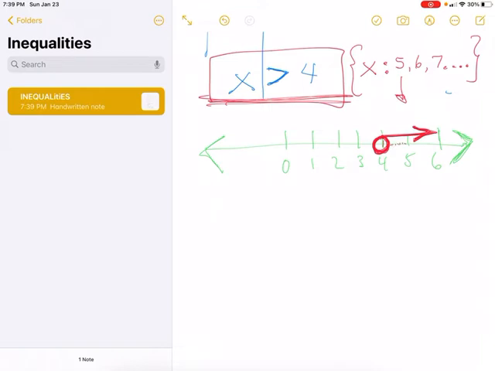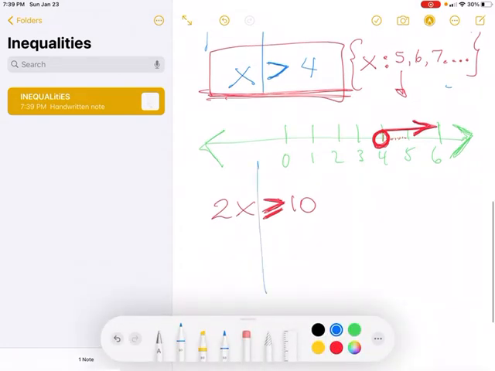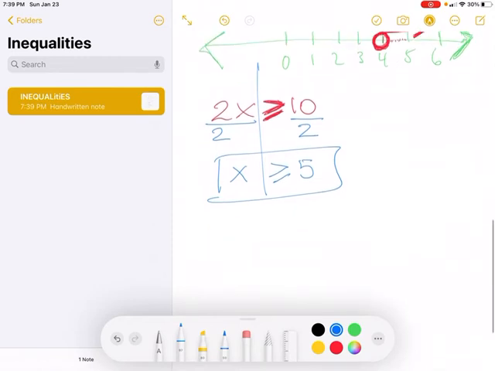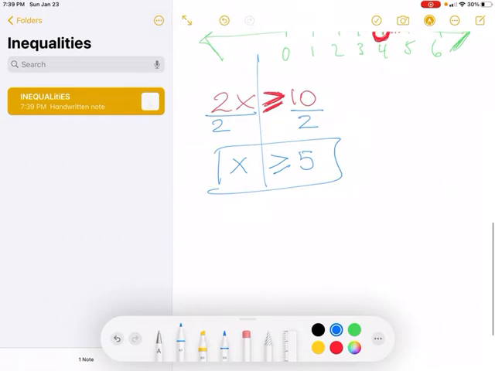Now, let's say, for example, that you have, let's try this one. 2x is greater or equal to 10. In this case, if I want to get the x by itself, I divide both sides by 2, and I get x is greater or equal to 5. Remember, you could pause the video anytime you feel like, if I'm going too fast and you want to take notes. Okay, so in this case, this inequality gives me x is greater or equal to 5.